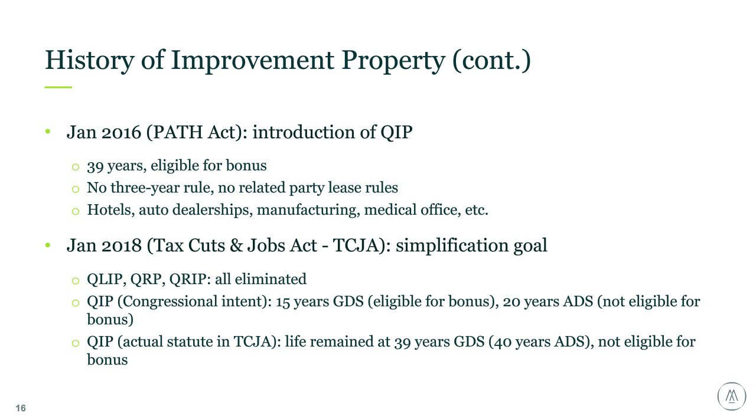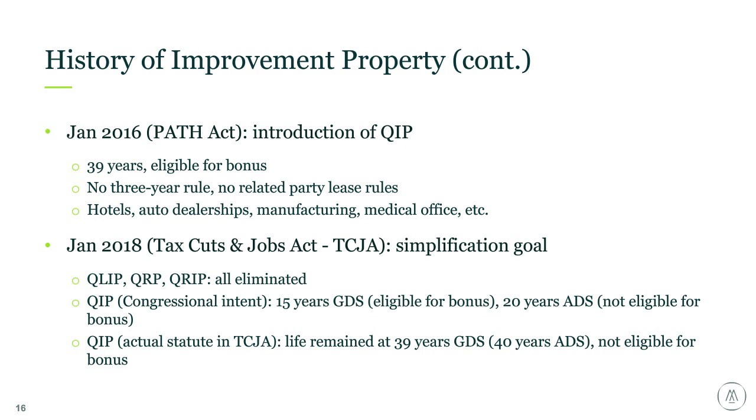The notable difference between QIP and QLIP is that there was no 3-year rule with QIP, nor were there related party lease rules. So this meant that industries that previously couldn't take advantage of improvement property were now eligible under QIP. So this would be in industries where maybe no lease exists, like in hotels, or leases that typically would have been between related parties, such as auto dealerships, manufacturing facilities, medical office buildings, so on and so forth.